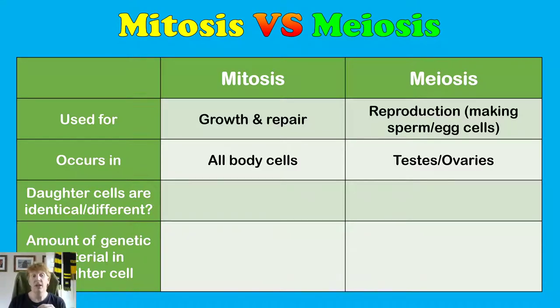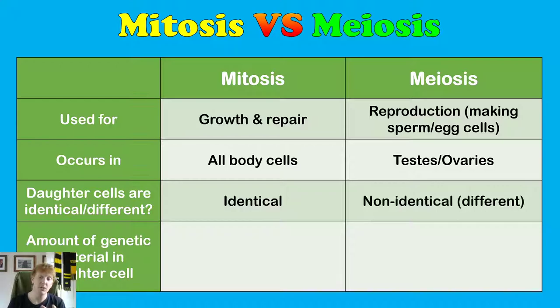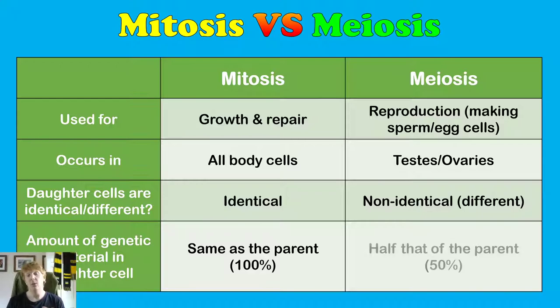In mitosis, the daughter cells will be identical to the parent. You're just basically taking one cell and splitting it into two identical cells. Whereas in meiosis, you'll have non-identical or different daughter cells. And you'll actually have four of them in meiosis, where you'll only have two of them in mitosis. Because in meiosis, you split and then split again to get four non-identical daughter cells. In mitosis, as we said, they're identical, so they'll have exactly the same genes as the parent, or 100% of the genetic material. Whereas in meiosis, they actually have half the genetic material of the parent.